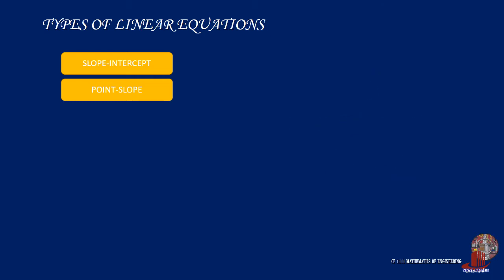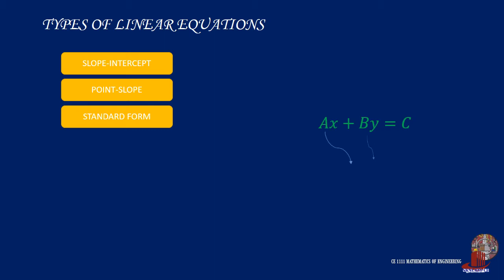Third is, as introduced earlier, the standard form, which can be ax + by = c if there are two variables in the problem. In here, a, b, and c are constants.